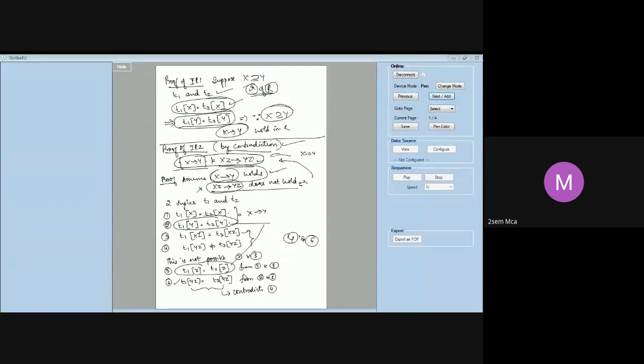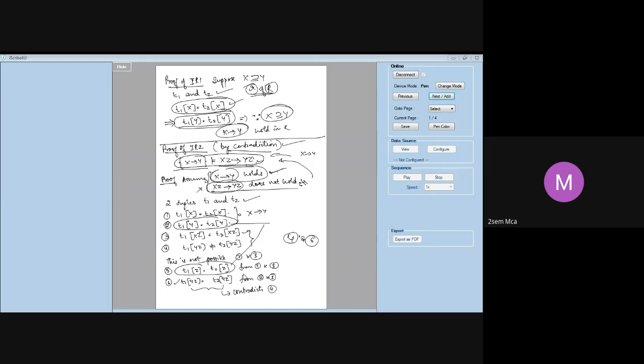Now, X implies Y holds. That is what is given to us. The result that I should get is XZ implies YZ, but I am saying XZ implies YZ does not hold, because I am going by contradiction. Having these two with us, X implies Y holds and XZ implies YZ does not hold, assume that there are two tuples T1 and T2.